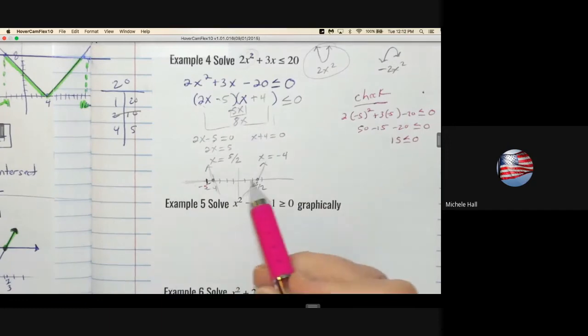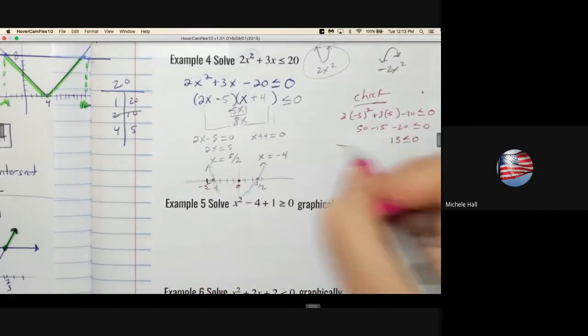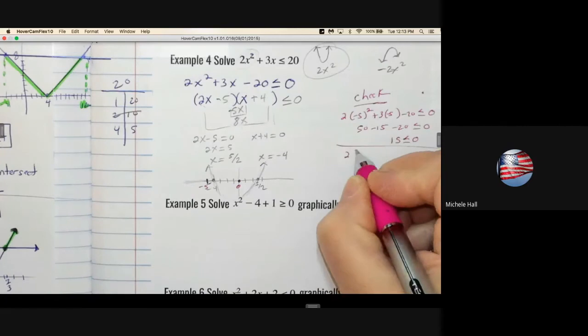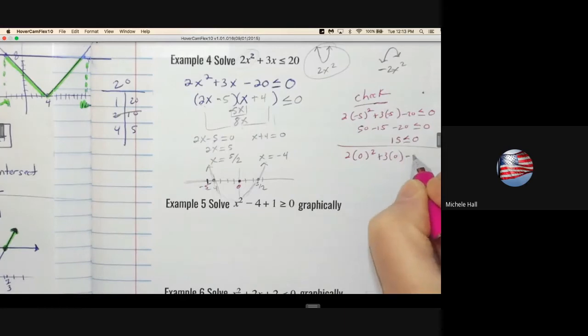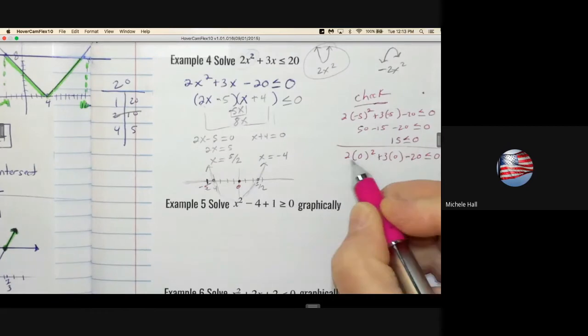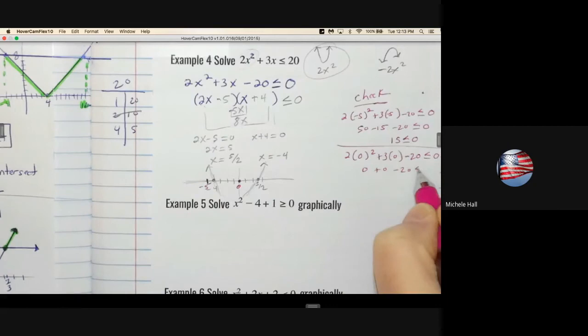Let's check a number in between here now. I'm going to check 0. Two times 0 squared plus 3 times 0 minus 20. Is that less than or equal to 0? 0 squared is 0 times 2 is 0. 0 minus 20. Is negative 20 less than or equal to 0? Check. That's a true solution.